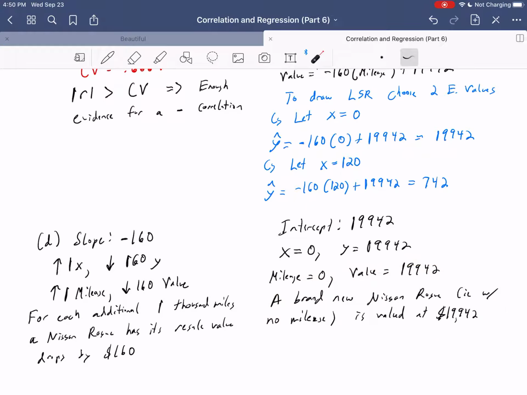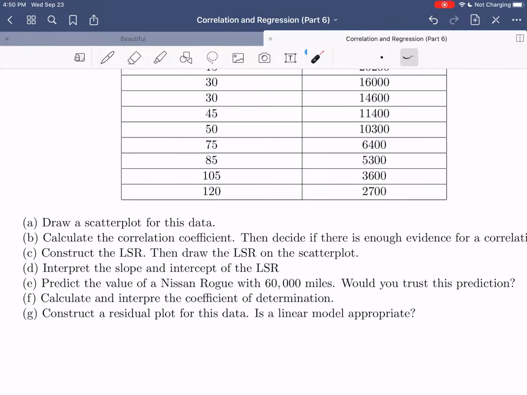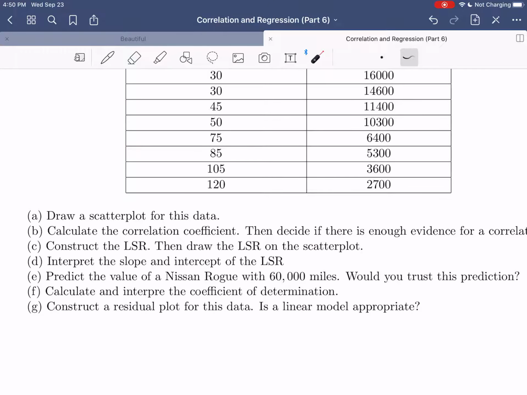This is sort of saying that these vehicles start off at about $19,942, a little under $20,000, and then for every 1,000 miles that they have put on them, their value drops lower and lower, right? So the more the vehicle has been used, the less valuable it's going to be. So there we go. We interpreted the two components of the LSR, the slope and the intercept. Let's go ahead and see what else we need to do in building up to ultimately building that residual plot and trying to determine, is this really an appropriate choice, this linear model?